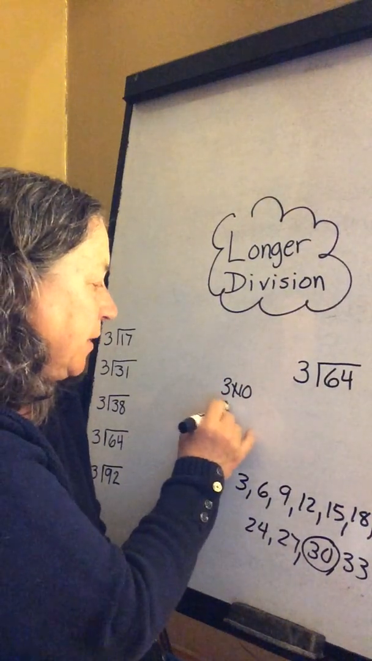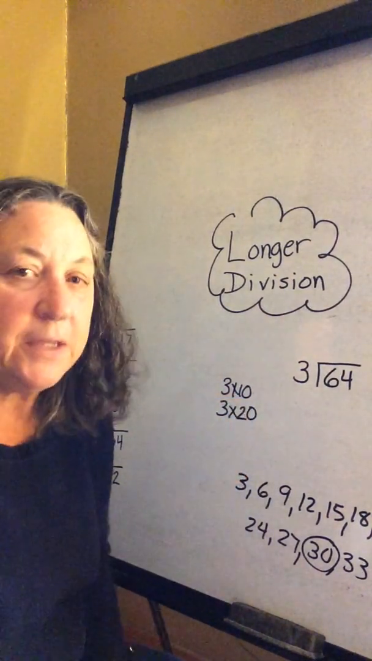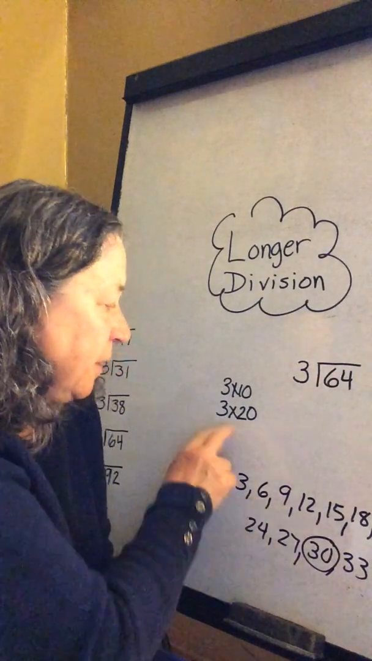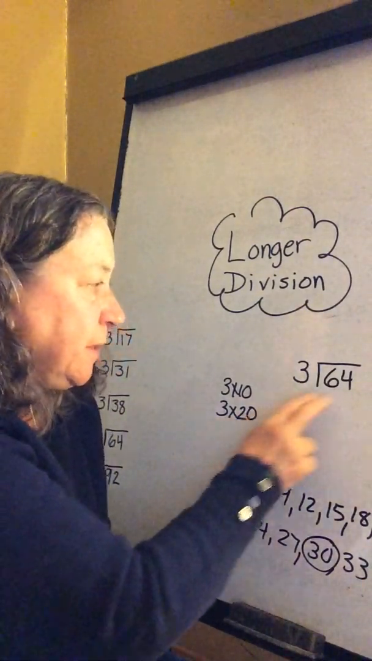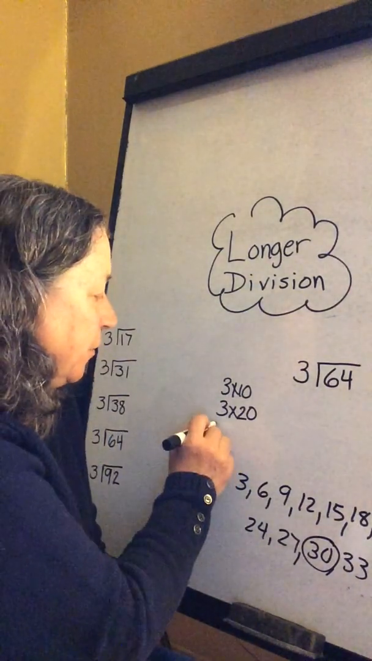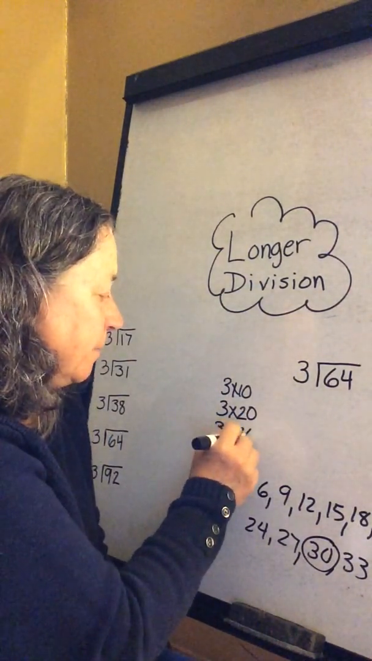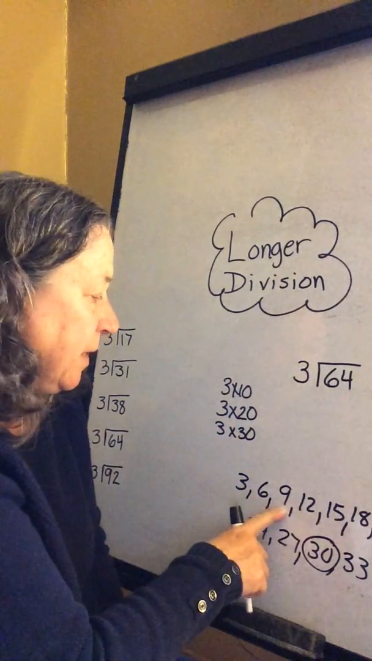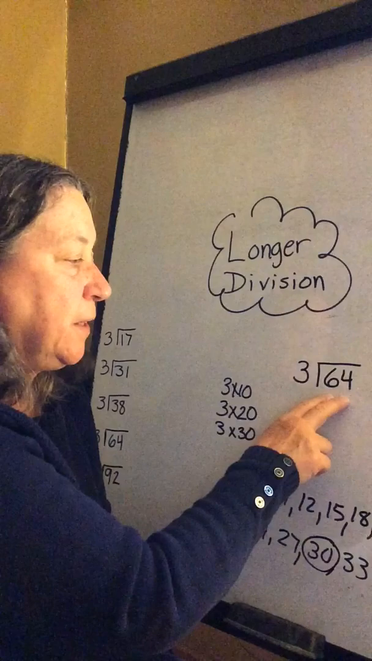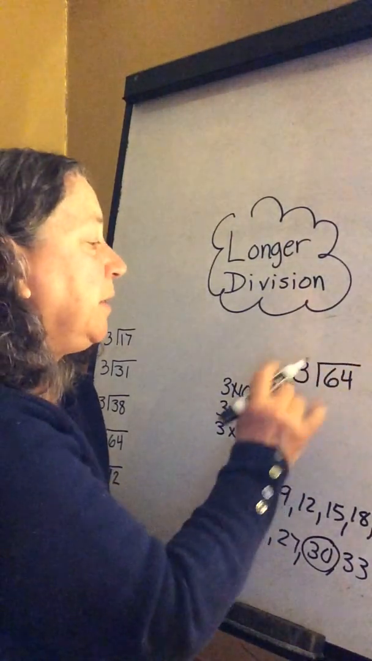What about 3 times 20? Does 3 times 20 work? 3 times 2 is 6. 3 times 20 is 60. Yeah, each kid could get $20. What about 30? 3 times 3 is 9. 3 times 30 is 90. No, they couldn't get $30, but they could get 20.